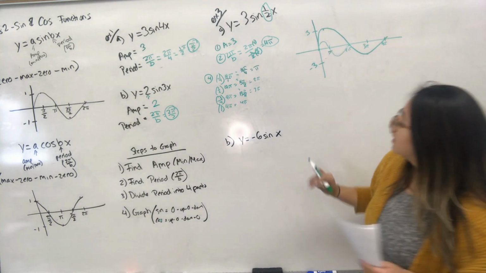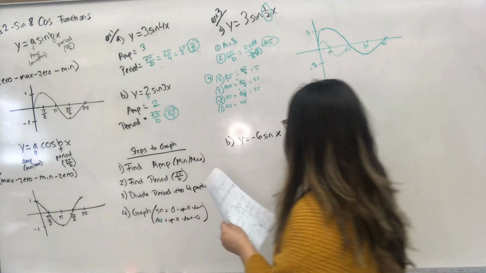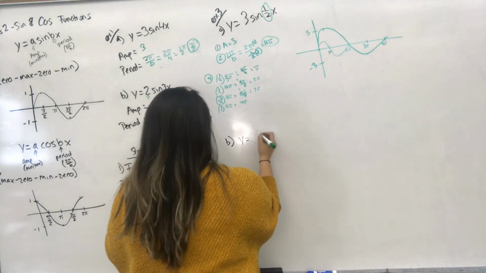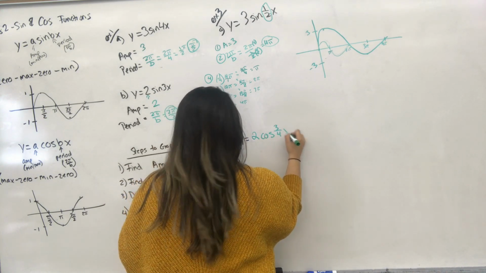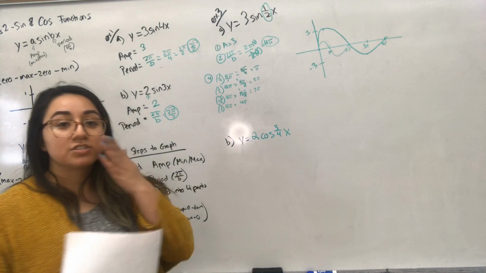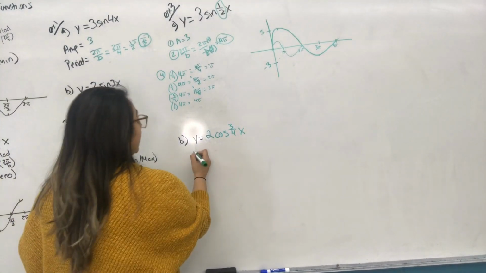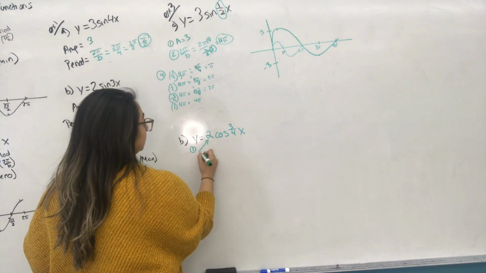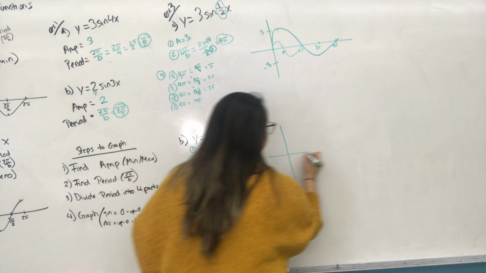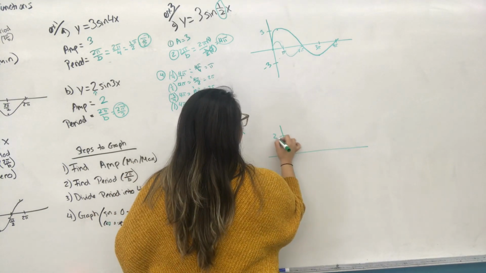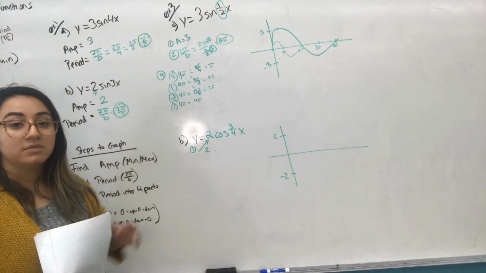B. I want to do a cosine one, so let me change this and make this 2 cosine 3 over 4x. So I'm going to change it just so we can see the different waves in it. Here, first thing we do, we identify the amplitude. Amplitude, 2. We have our graph here. We have 2 here, and we have a -2 here. So that's our amplitude, maximum, minimum point.